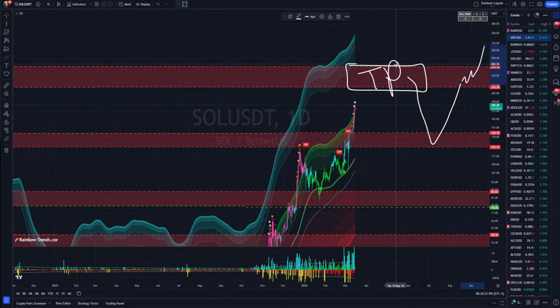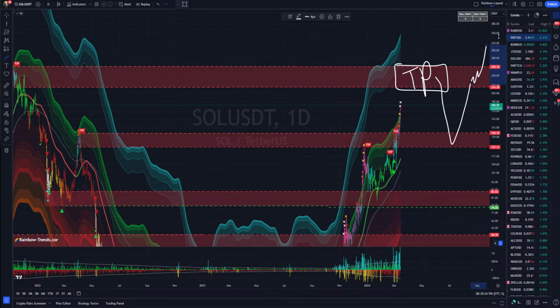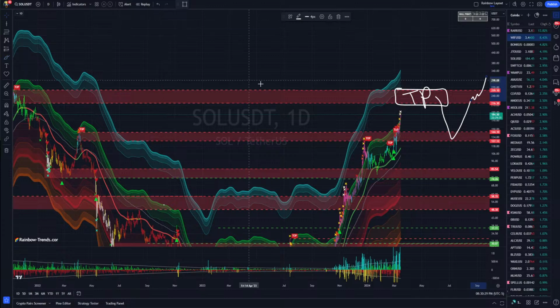Don't get loose here. Everyone has crazy euphoria. That's when the whales wreck you. Don't ride it all the way up and then destroy it.